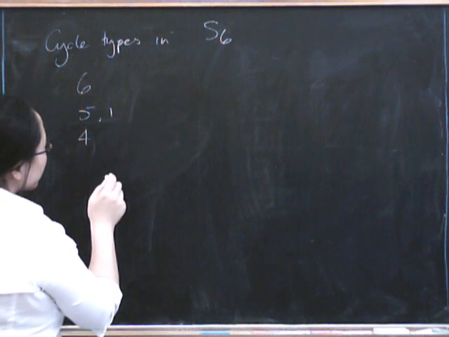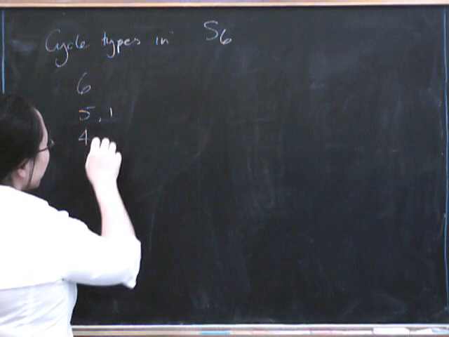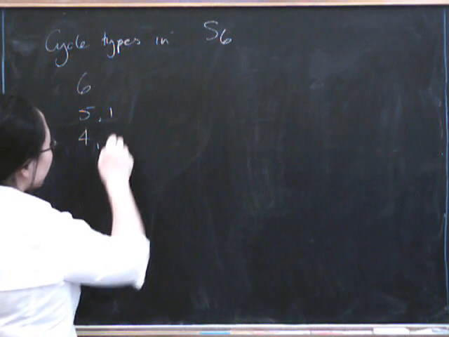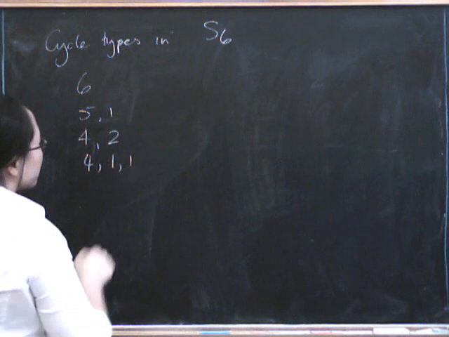Now you've got some choices. Once you've put 4 of your elements into a cycle of length 4, the longest thing you can do with the remaining elements is have a cycle of length 2. And the next longest thing you can do is 1, 1.